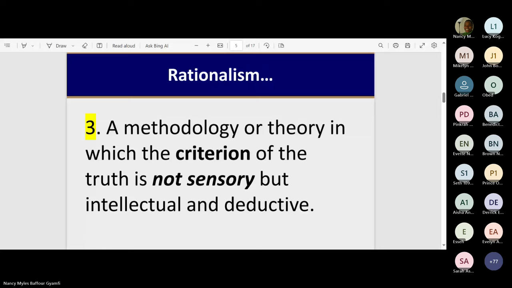A methodology or theory in which the criterion of the truth is not necessarily sensory, but intellectual and deductive.